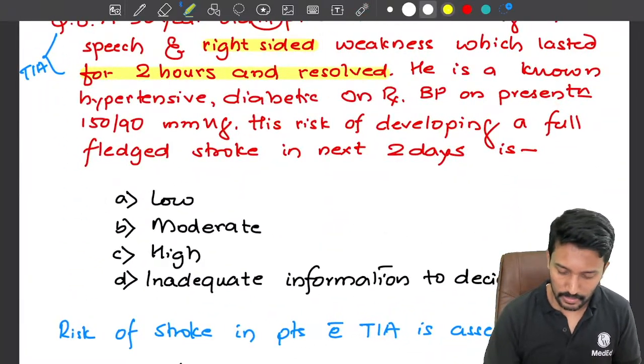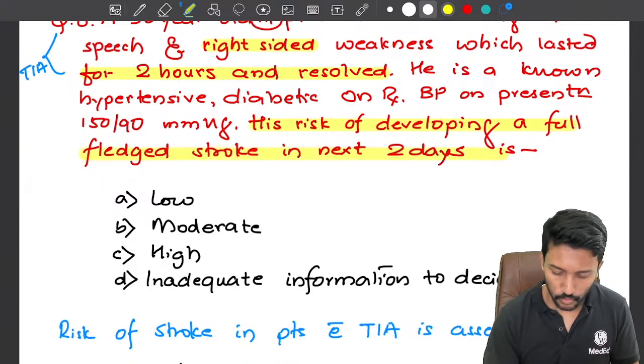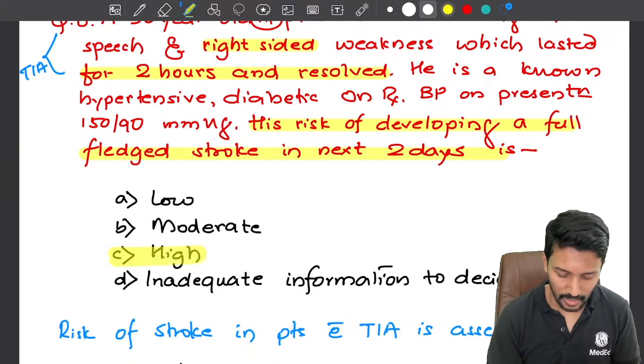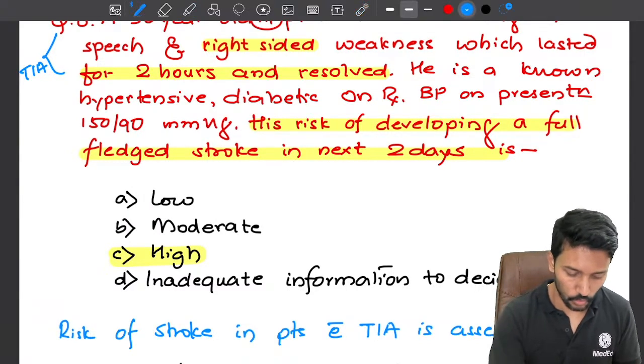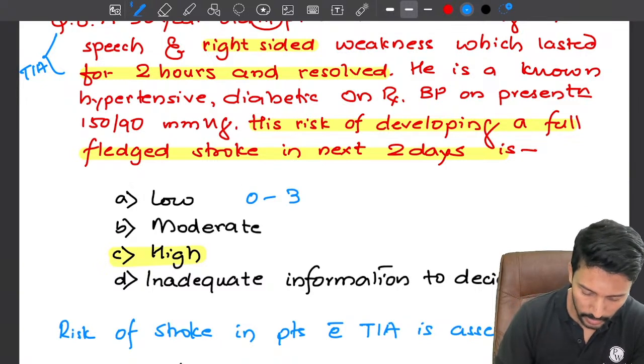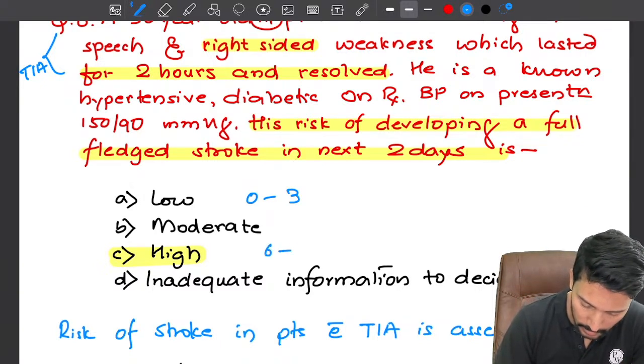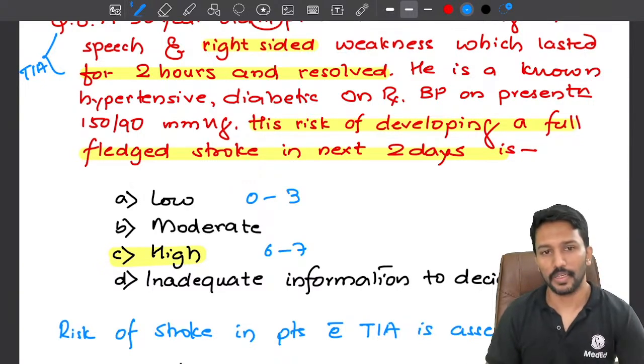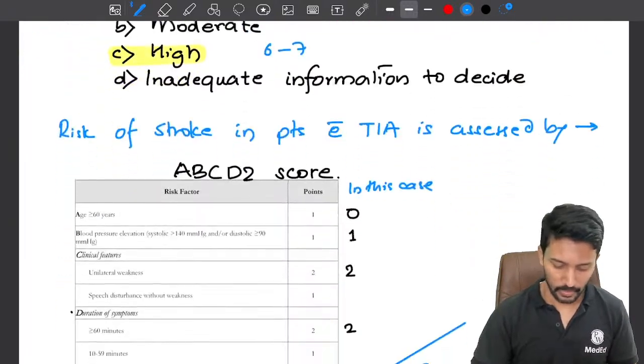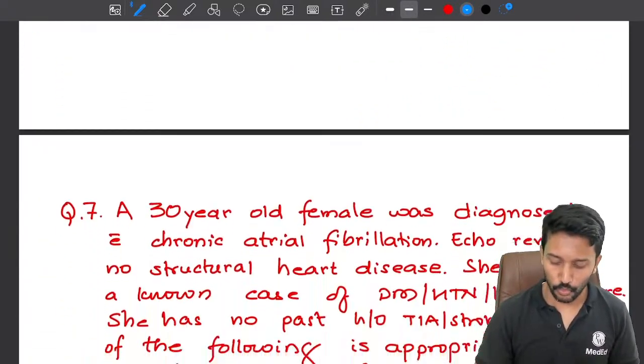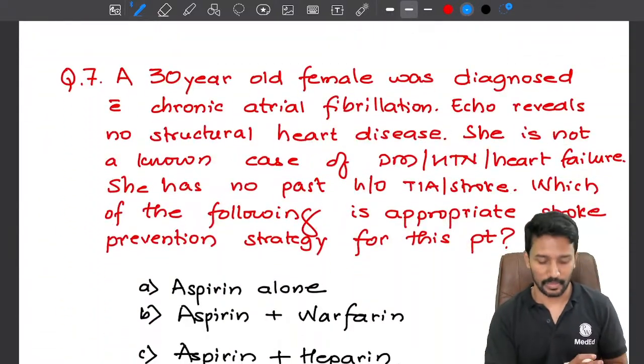So the question they're asking is, his risk of developing a full-fledged stroke in the next 2 days is obviously high, right? It is not low. Low is when the score is 0 to 3, and high is when it is 6 to 7. Anything in between will be considered moderate. So I want you to remember the ABCD2 score and its components for this upcoming examination.